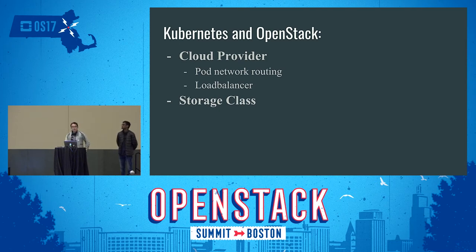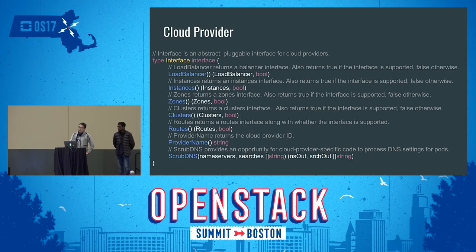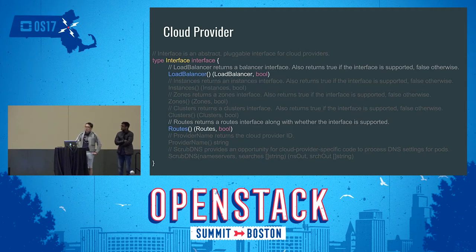Cloud provider is a module which provides an interface for managing TCP load balancers and networking routes. It is possible to create a custom cluster without implementing a cloud provider, and not all parts of the interface need to be implemented. It depends on how flags are set on various components. So this is the interface of the cloud provider. Seven methods are defined, but some methods are not implemented on OpenStack. In this presentation, I'll focus on these two interfaces, load balancer and routes.